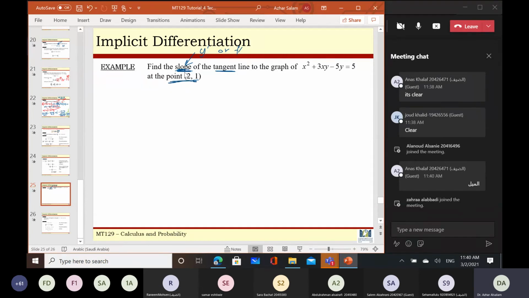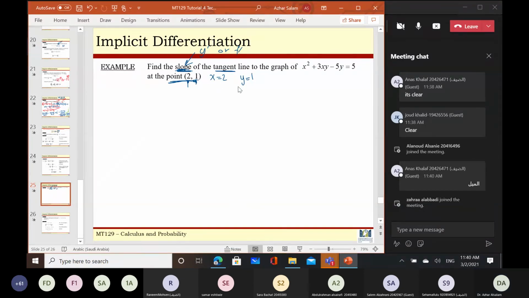Of course, to find the slope, I have to have a point. Whenever the question asks for the tangent, it always gives you a point to substitute in. The first coordinate is for x, so x here is 2, and this is for y. So after I find the derivative, I have to substitute x with 2 and y with 1 after differentiating.